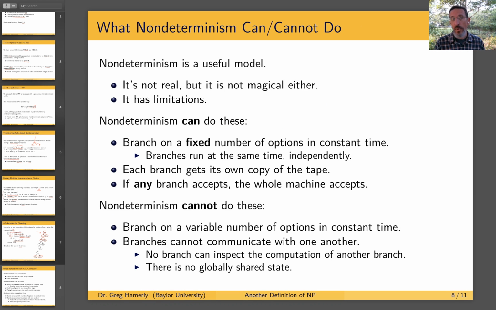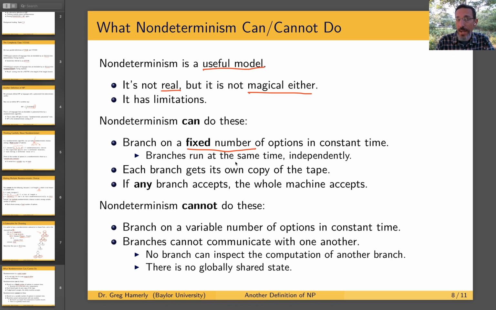A few more comments on what non-determinism can and cannot do. Remember that non-determinism is a useful model. That's why we use it in this class. It's also not real, but it's not magical either. We can't just imagine that it could do whatever we want. It has limitations. So it can do these things. It can branch on a fixed number of options in constant time, like we just saw.